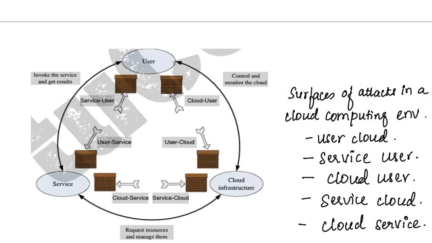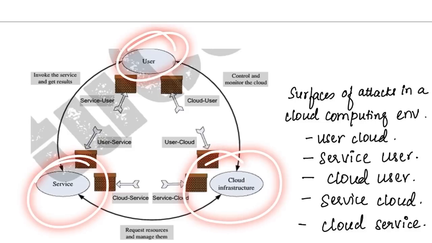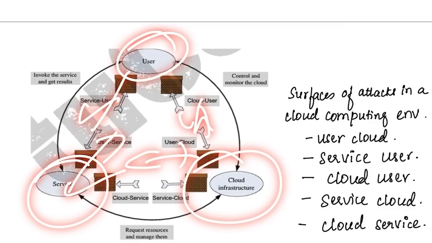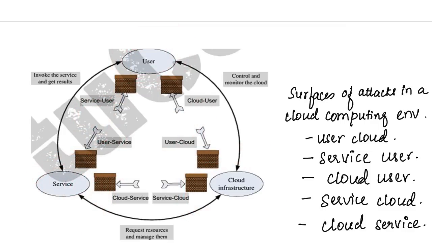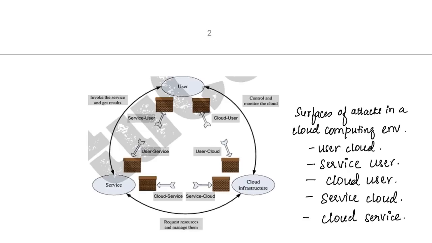So these are the combinations between the key actors. Your key actors are the users, service, and cloud infrastructure. So we have seen the combinations of each of them here. So this was about the surfaces of attacks in cloud computing and how to mitigate the risk, and in general about the cloud security risk.